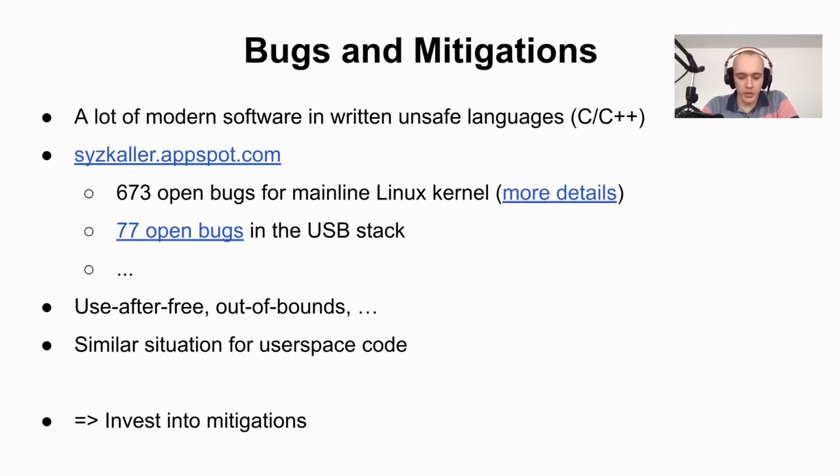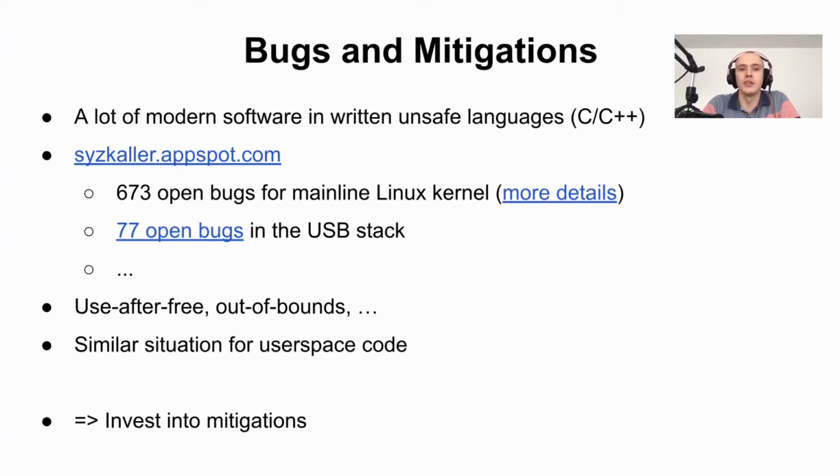A typical point that's being made here is that we have a lot of software written in unsafe languages. Those unsafe languages allow you to do a lot of weird things, and as a result, you get a lot of bugs and memory corruptions. As we know, some of the memory corruptions are exploitable. So instead of only investing into fixing bugs, it makes sense to also invest into mitigations that will prevent those memory corruptions from being exploited.